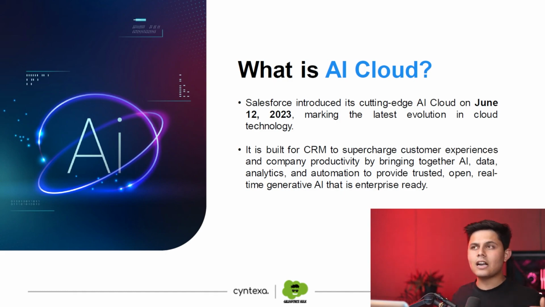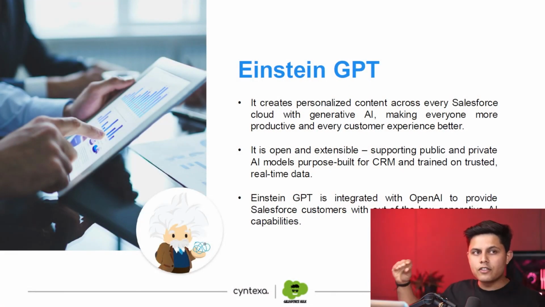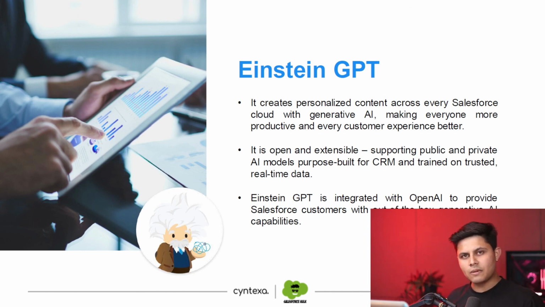And by the way, it's not that Einstein GPT and AI Cloud are the same thing. With AI Cloud, you get Einstein GPT. That's one of the features of this AI Cloud. There are other features as well, which we are probably not covering because of the time limitations that we have. But Einstein GPT is the main core thing that you'll be getting along with it.